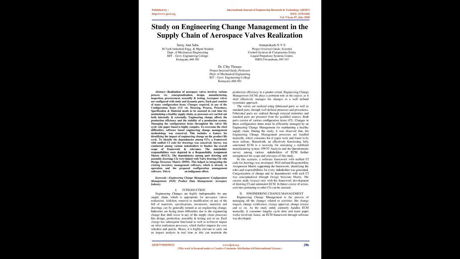Changes required in any of the configuration items, CI, viz. drawing, process, procedure, specification and material, need to be assessed in real time for maintaining a healthy supply chain, as processes are carried out both internally and externally. Engineering change affects the production efficiency and the stability of a production system. Managing the configuration items throughout the valve's life cycle via paper-based methods is highly complex.